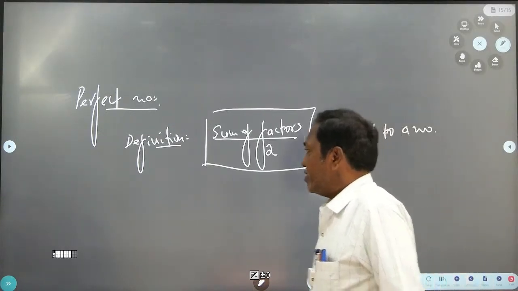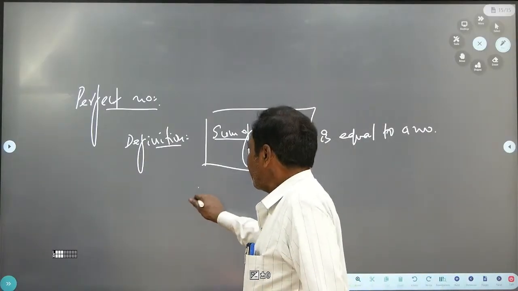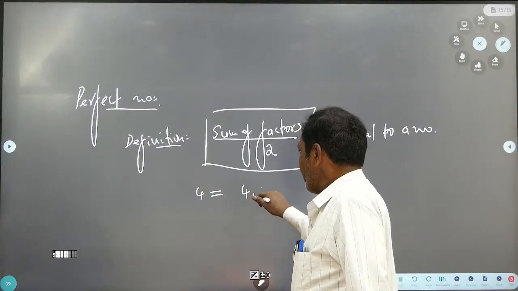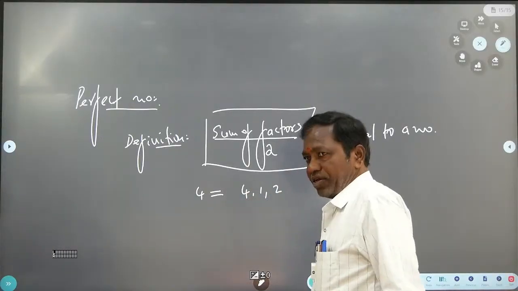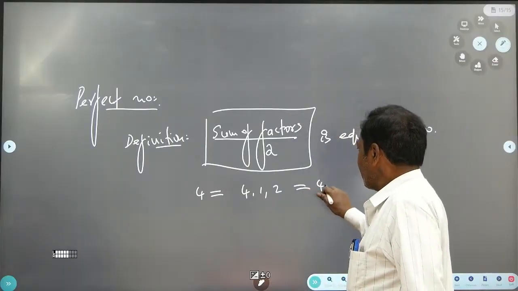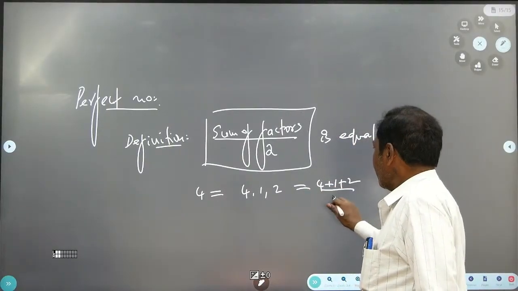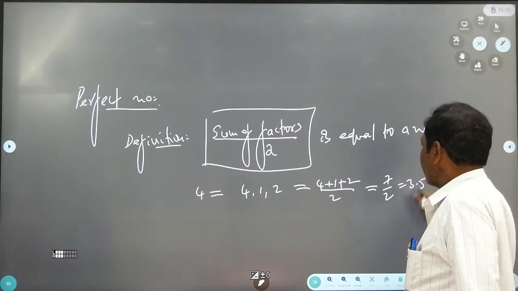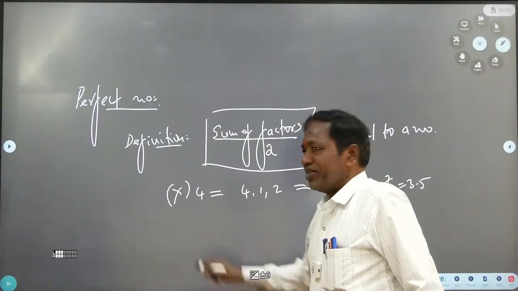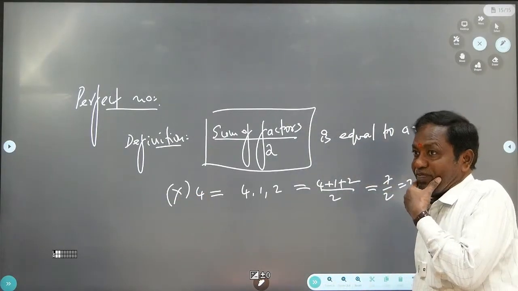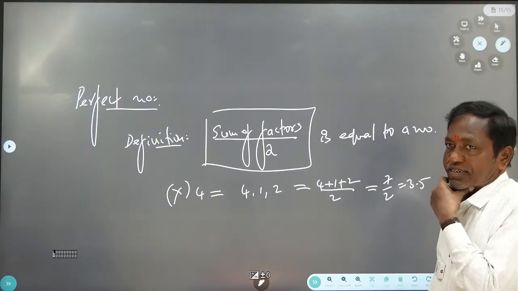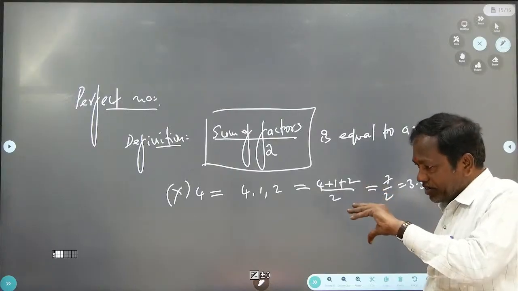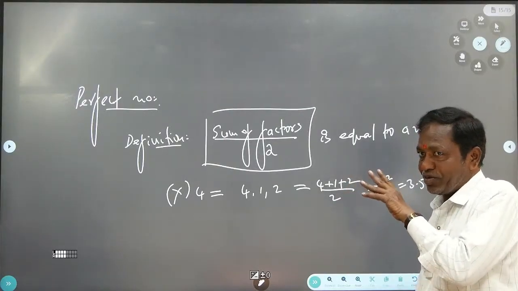Okay, let us take 4 as a number. What are the factors for 4, including itself? 1, 2. Right. What is the sum of the factors? 4 plus 1 plus 2, that is 7, divided by 2. So this is 3.5. So this is not a perfect number. The last year paper asked it in a different fashion, but the concept is the same. This is the concept.